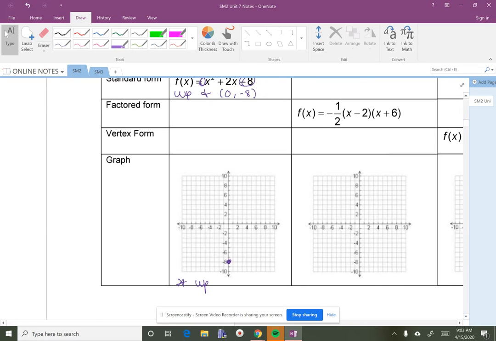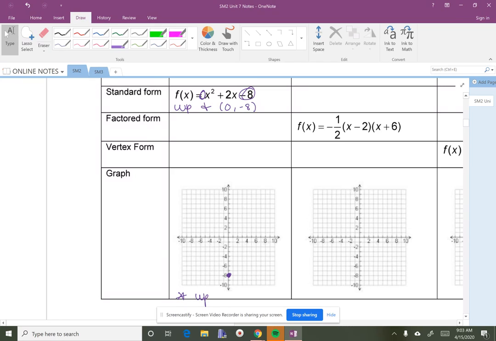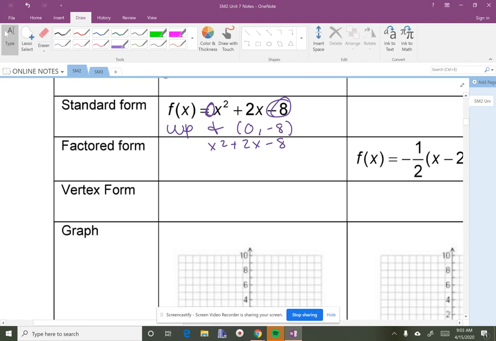Okay, then I need to go to the other forms. I need to factor it. In order to factor this, the original is x squared plus 2x minus 8. I'm going to make this big. The questions I ask myself are what multiplies to -8 and adds to 2. And the two numbers that I get are 4 and -2. So this factors into (x + 4)(x - 2), which gives me the points (-4, 0) and (2, 0).